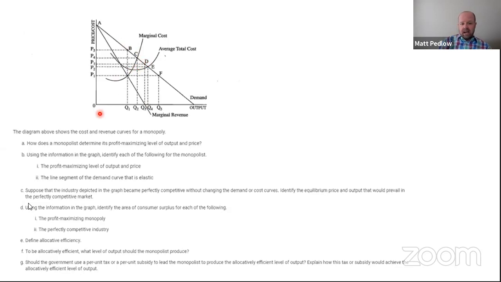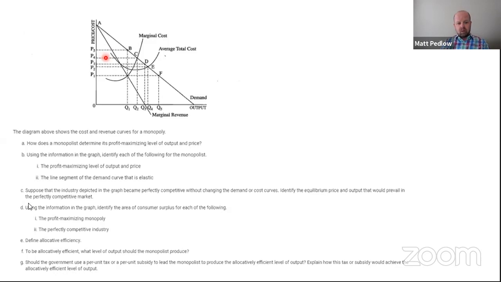And if they said why, if there was an explanation point, which there's not, you would say because that's where marginal revenue is positive. And then C, suppose they become perfectly competitive without changing demand or cost curves, identify the price and output to prevail in the perfectly competitive market. Boom, this is exactly what we did yesterday. So you're going back to perfectly competitive, that's where price equals marginal cost. So right here at point C, so it says the output and price. So it looks like Q2 and P4, that would be another point.